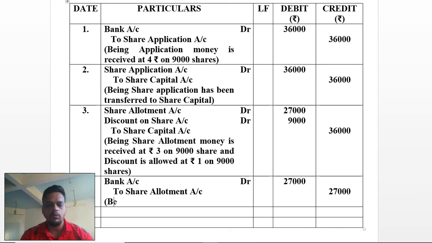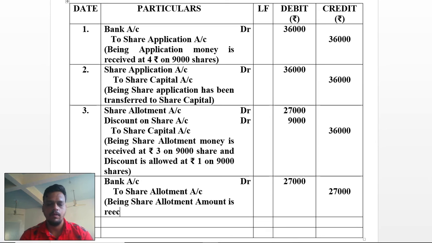Now we have to go with being share allotment amount is received at rupees 3. This much can be written in your being.